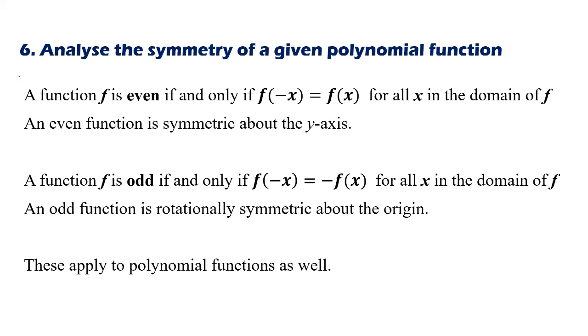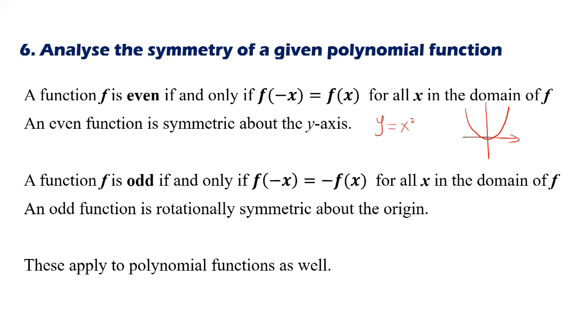So let's review the definition of even or odd functions. A function f is even if and only if f(-x) equals f(x) for all x in the domain of f. An even function is symmetric about the y-axis. For example, y equals x squared, right? So this is a typical even function, which is symmetric about the y-axis. On the contrary, a function f is odd if and only if f(-x) equals -f(x) for all x in the domain of f.